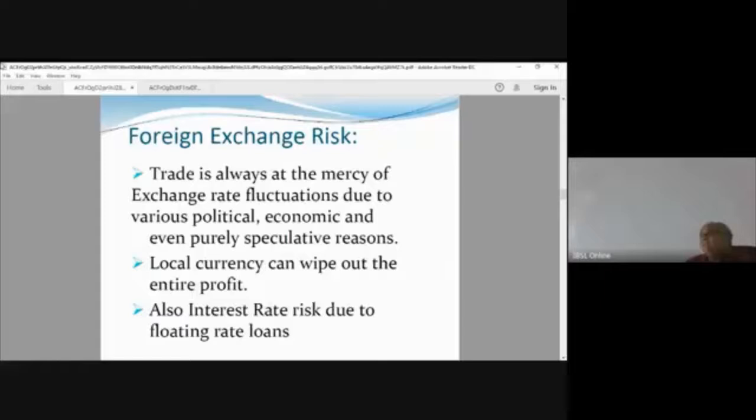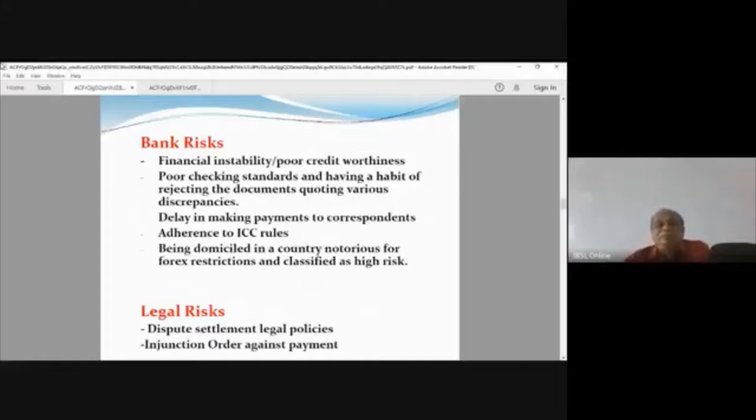Right. Then bank risk. What do you mean by bank risk? Some banks are financially unstable. Instability is there for some banks, right? And poor creditworthiness.